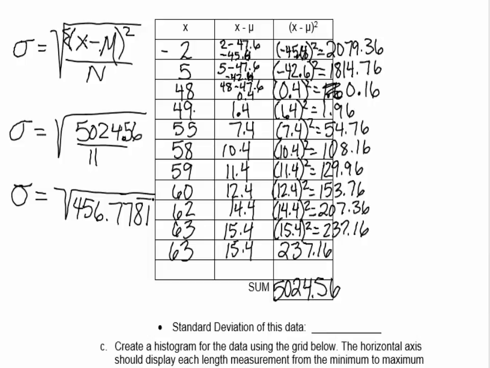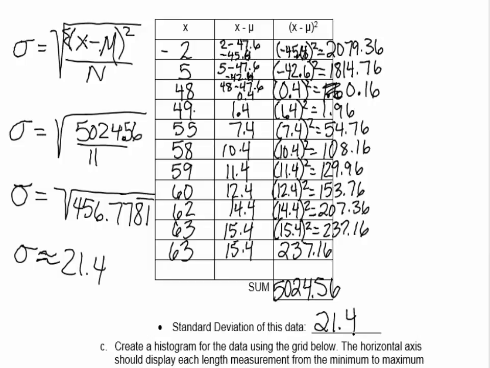So, Erica, this top, the numerator, means the sum of all of our squares, and that's where we got the 5,024.56. We're supposed to divide that by n. N stands for how many numbers there are. So there were 11 numbers. So I did 5,024.56 divided by 11, and that's where I got this number. Now we're just taking the square root of that number. If we round that to one decimal place, it's 21.4. So our standard deviation is 21.4.